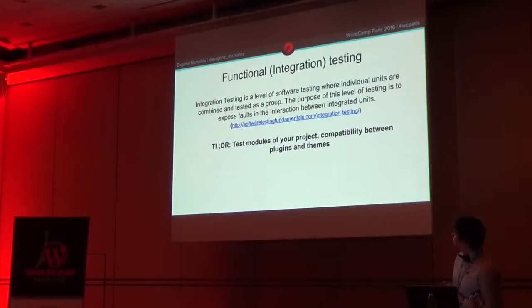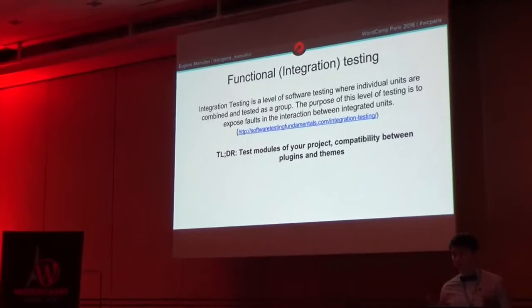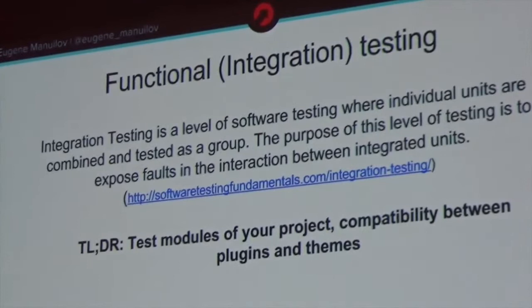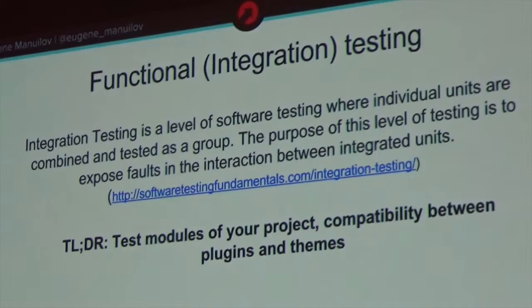The second type of testing is functional testing. On this level, we combine our smallest units into modules and test how these modules work together. The purpose of this level is to figure out if our modules and plugins have compatibility issues between each other and if they work correctly or not. Once again, in WordPress reality, we check if modules work together, if plugins work correctly, and if we have any compatibility issues between themes and plugins, etc.